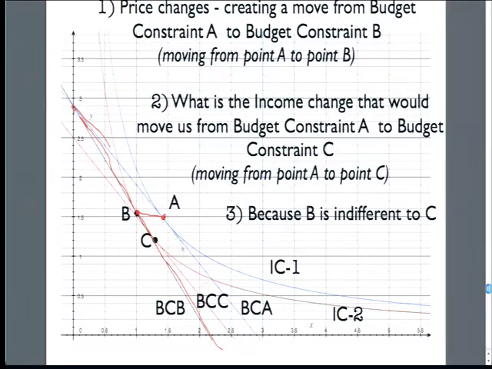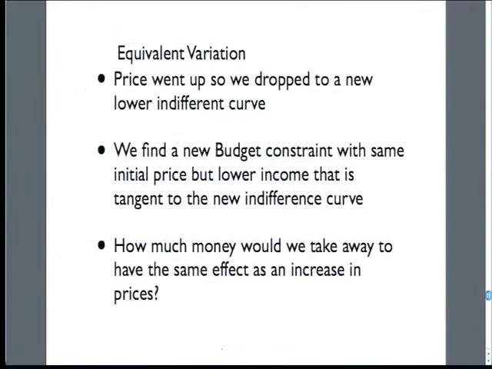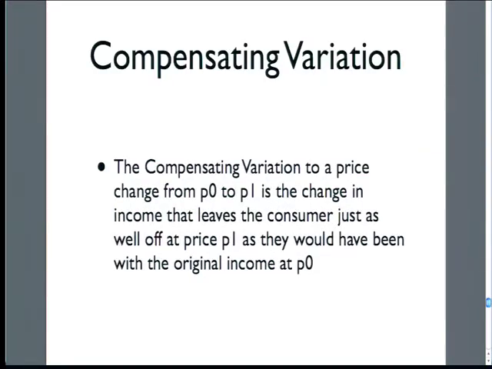And the question for the exact money measure is if the prices had been the same, how much income would be taken away to put us at point C? Because we're on the same indifference curve between B and C. So that would be a change in income that reflected this change in prices. So the price went up, we went to a lower indifference curve. We're going to find a new budget constraint with the same price sets, but at a lower indifference curve. But they'll be tangent to the lower indifference curve with a change in income. So this has to do with how we ask questions in surveys. How much money would we need to take away from you in order to have the same effect as a change in prices?